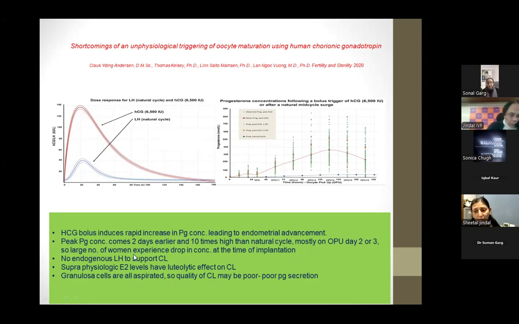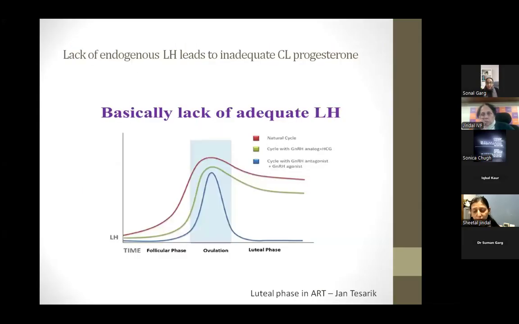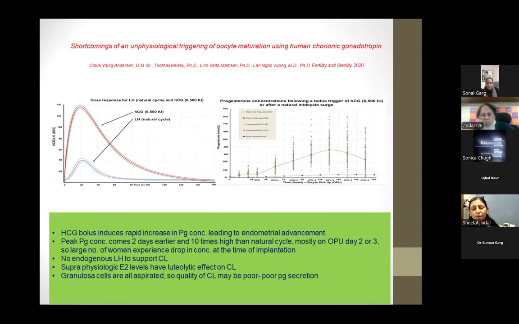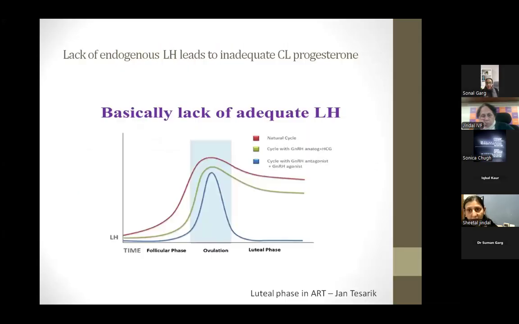So that is why there is a drop in concentration at the time implantation of the embryo has to occur, which is around day 18, 19 of the luteal phase. So what happens is, because of this, there is an endometrial and embryo asynchrony which occurs. The endometrium advances, so the proper bed for the embryo to implant probably is missing, and that is why there is a relative luteal deficiency which occurs when HCG is used as a trigger.